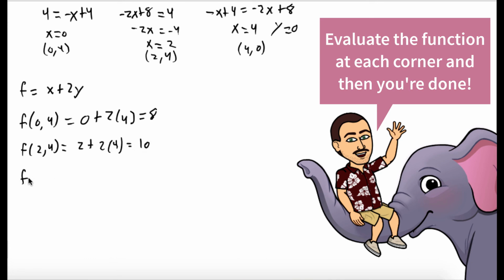And then last, f of 4, 0, our last corner, is 4 plus 2 times 0, which is 4. And now we just look. 10 is the max, so that's the maximum value of f. 4 is the minimum, so it's the minimum value of f.